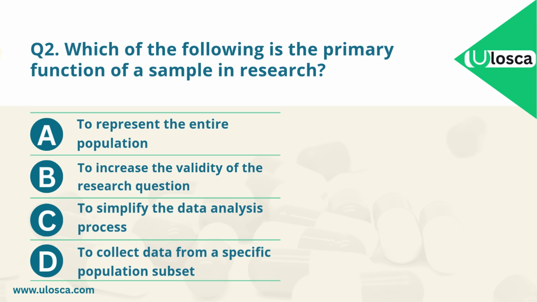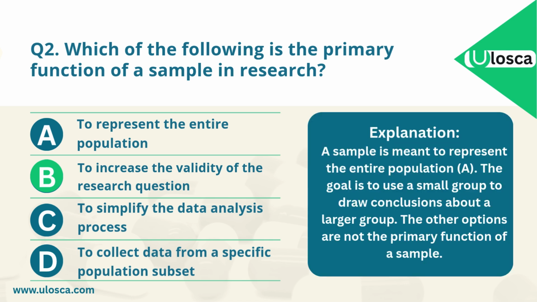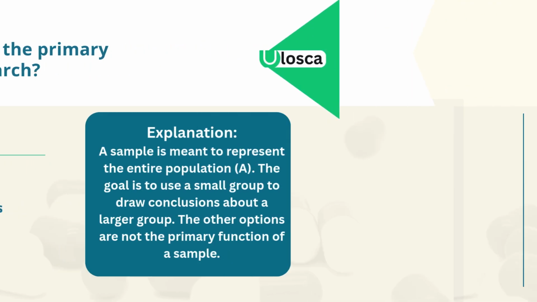The correct answer is B. To increase the validity of the research question. Explanation. A sample is meant to represent the entire population. The goal is to use a small group to draw conclusions about a larger group. The other options are not the primary function of a sample.